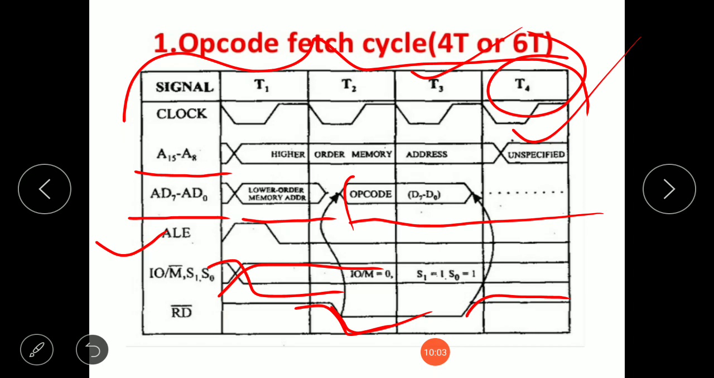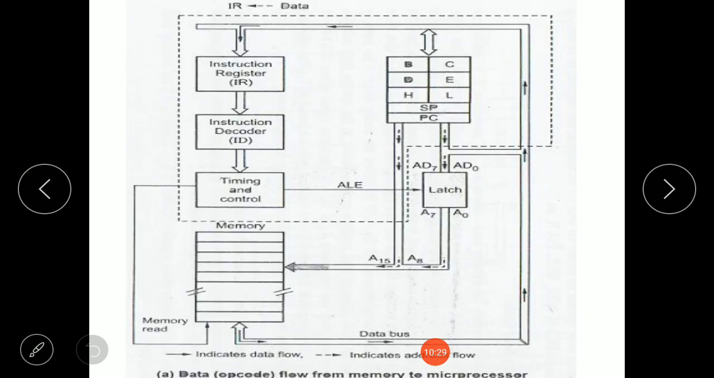But if it is a 2 byte or 3 byte instruction, then after decoding of the opcode, it needs more machine cycles for the total execution of the instruction, like a memory read cycle, memory write cycle, input output read cycle or input output write cycle. So this was all about the timing diagram for the opcode fetch machine cycle.